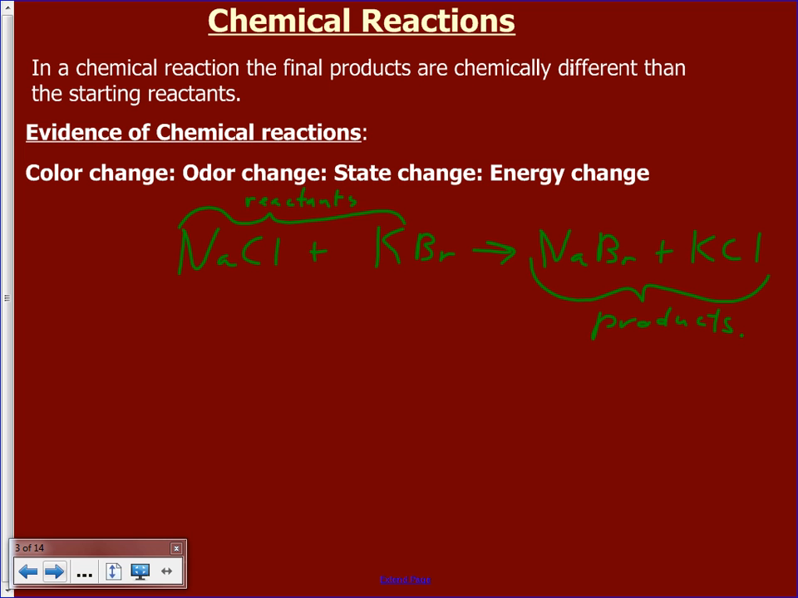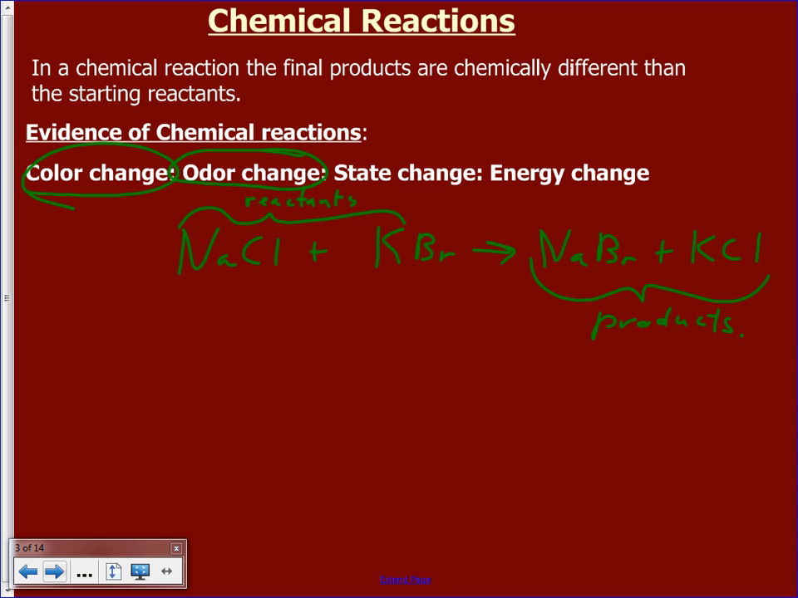Evidence of a chemical reaction. Color change, definitely. When a chemical reaction occurs, a lot of chemical reactions cause very vibrant color changes. Not all of them, but many of them do. An odor change is also a sign that a chemical reaction has occurred. If you smell something after a reaction that you didn't smell before, chances are a gas was produced. Now not all gases have a smell, but many do. And if it smells different than it did when you started, you know that what you have has different physical properties than it did at the beginning, because odor is a physical property.